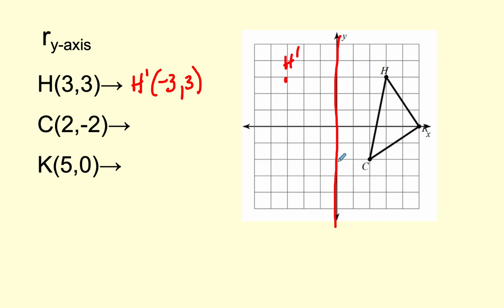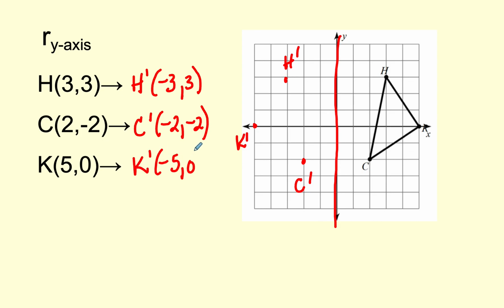C, we're going to go across 2 units, go 2 units on the other side, that's C prime. And C prime, it looks like the x coordinate is -2, the y stayed the same. And then K is 1, 2, 3, 4, 5. And we're going to be over here at 5, K prime. The x changed, the y did not. And if we go ahead and draw the figure, you can see we have preserved size and shape.